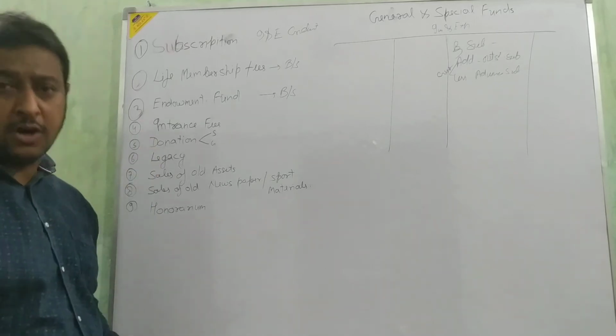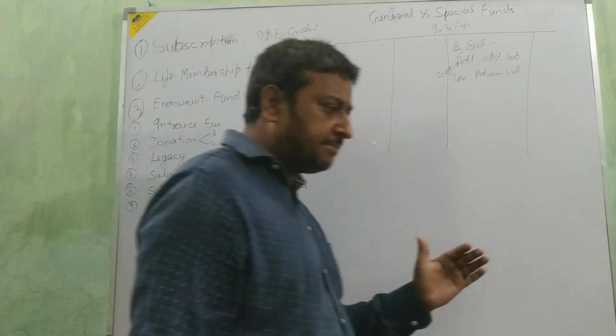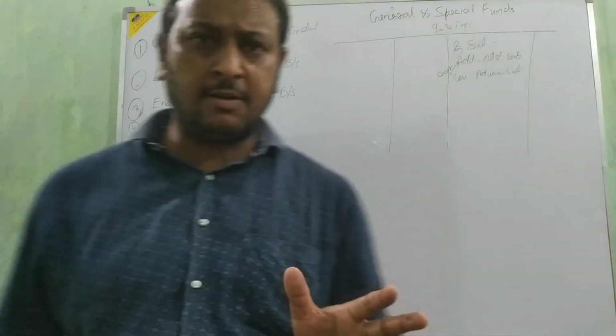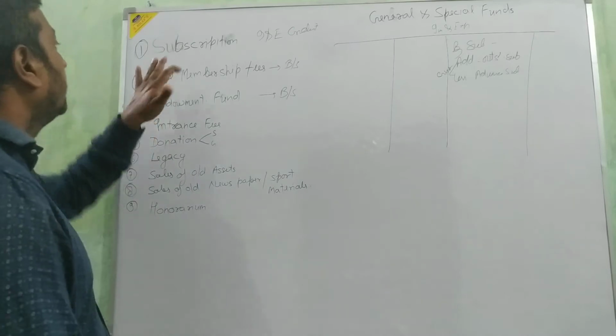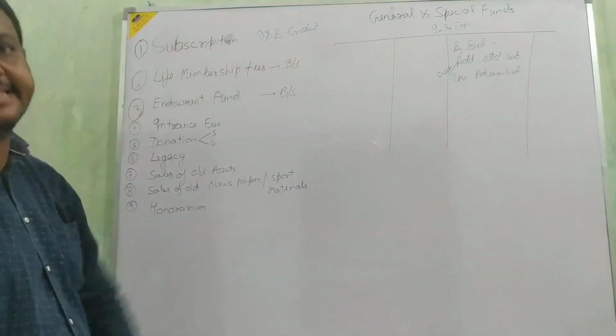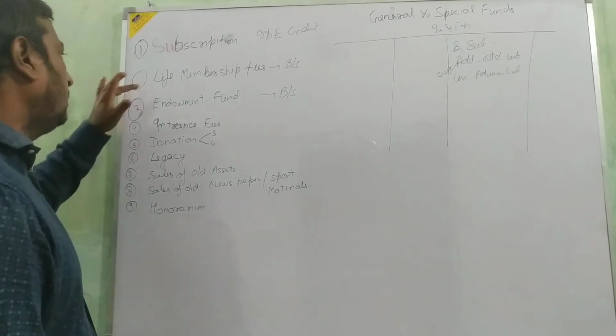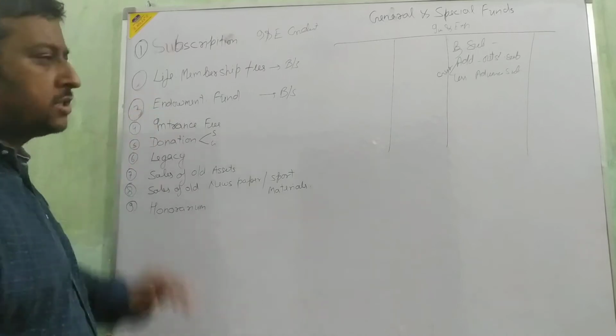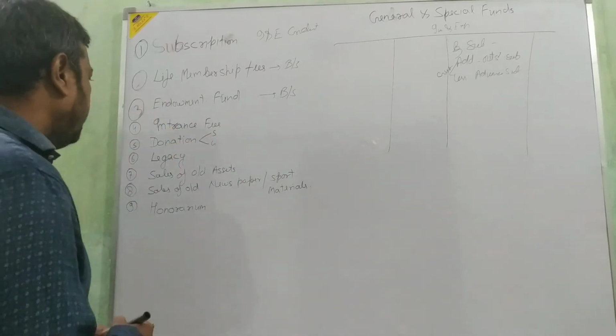Now come to the fourth point. These three are clear, beta? Are these three clear or not? Any problem? I will repeat, don't worry. Subscription is shown on the credit side of the income and expenditure account, life membership fee in the balance sheet, endowment fund in the balance sheet. Next, entrance fee.